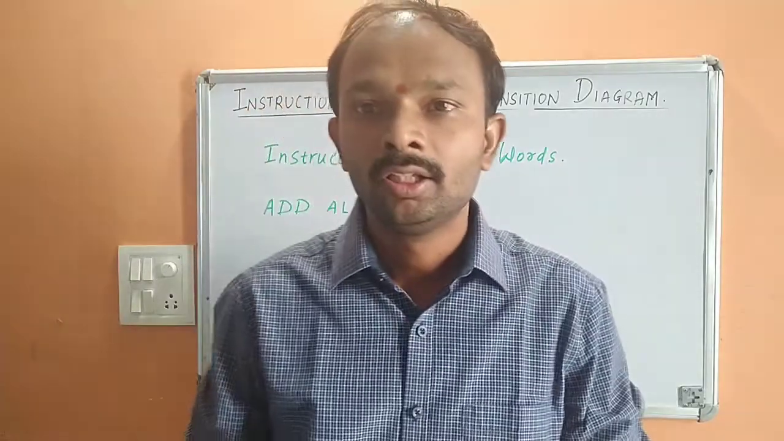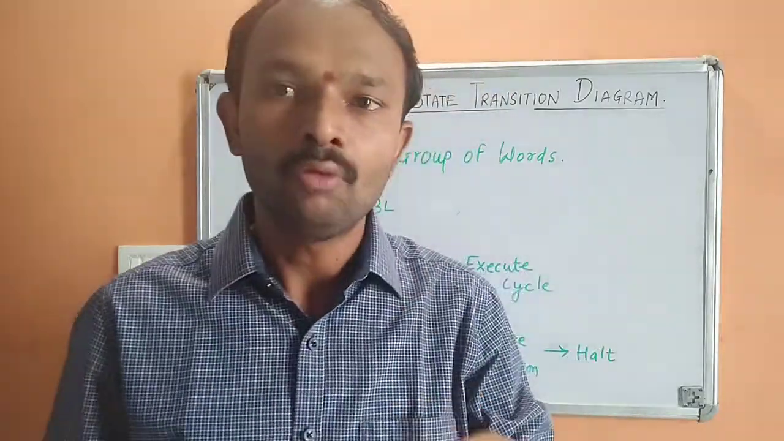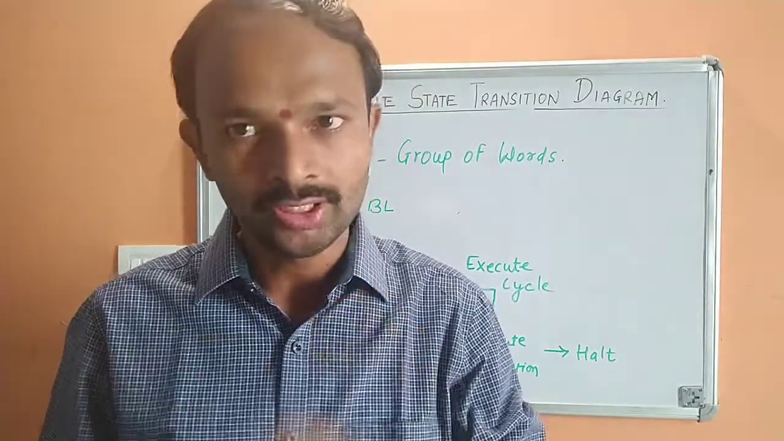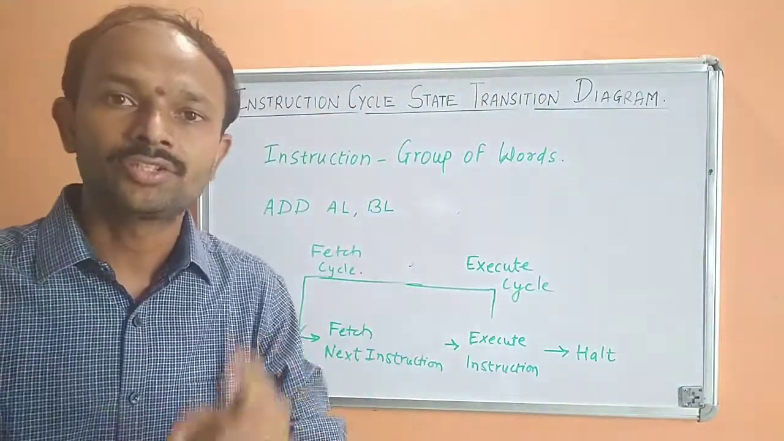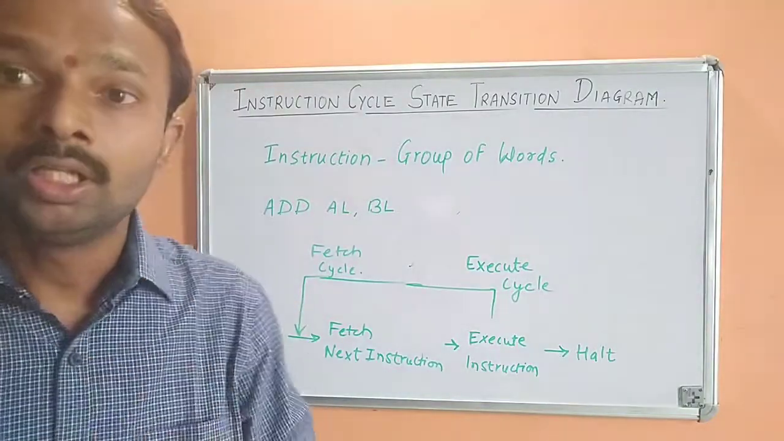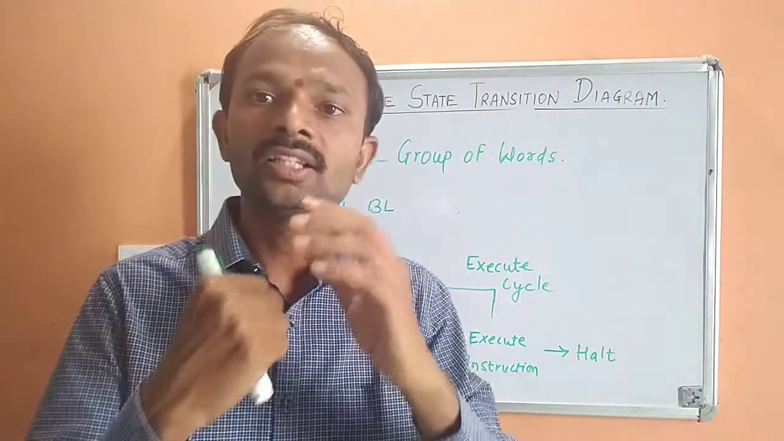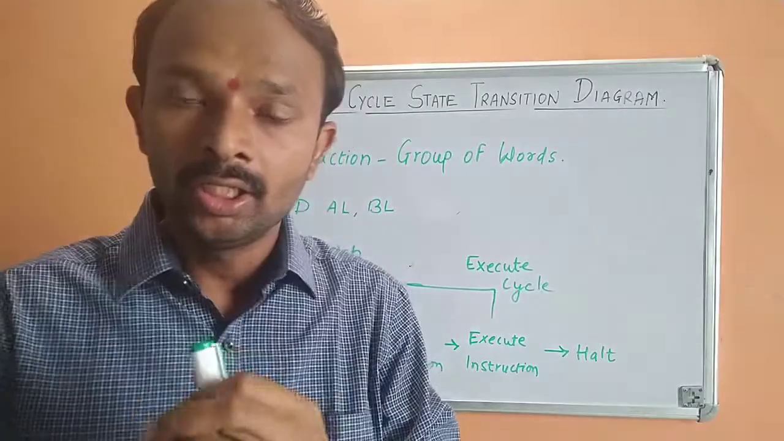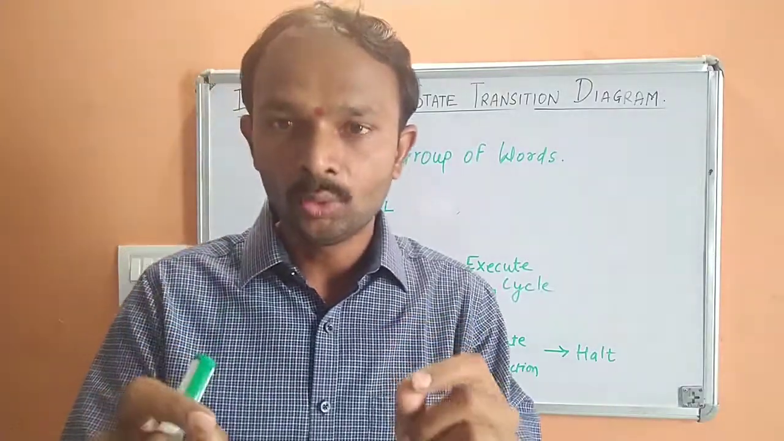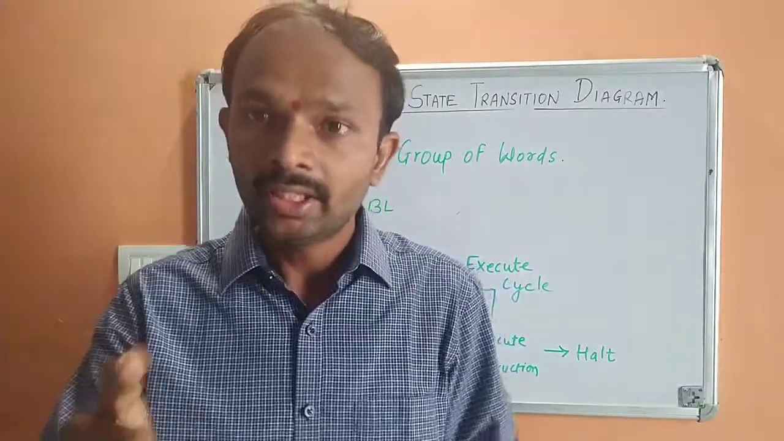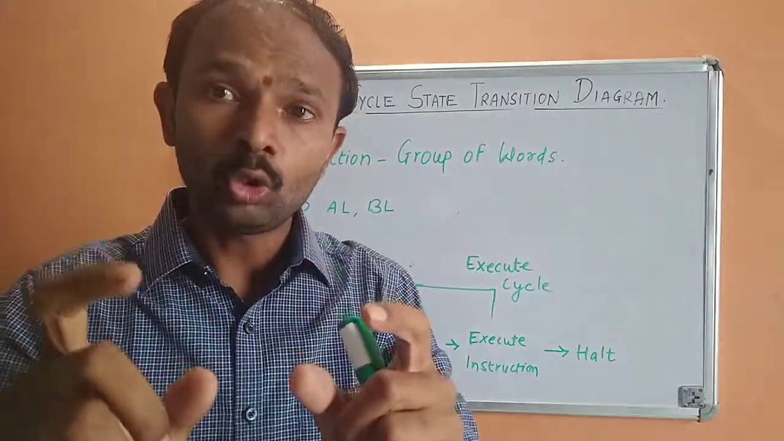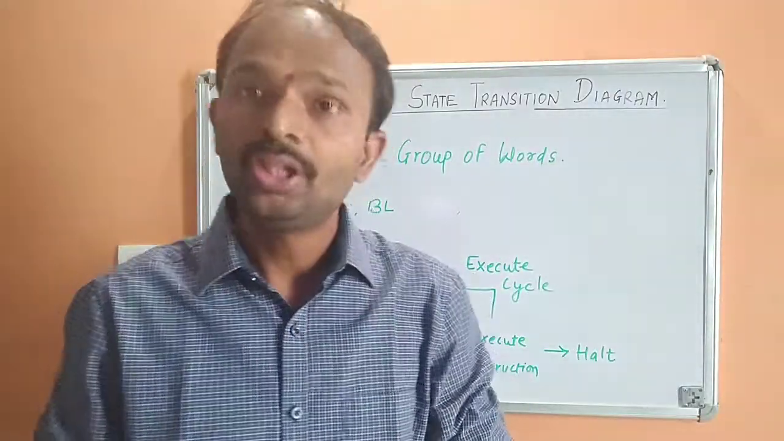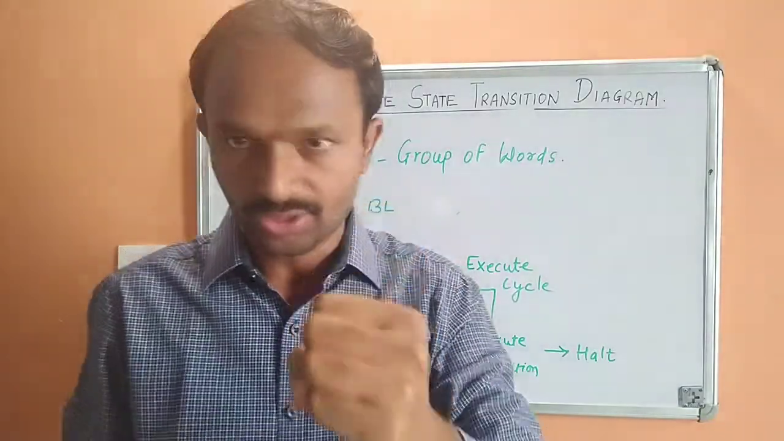Now we will learn the very beautiful concept of computer architecture and organization, and that concept is the instruction cycle state transition diagram. Now we have made this concept in our mind that whatever activity we are doing inside the computer system, it is executing the program. Now if we want to execute the program, we need to execute the group of instructions.